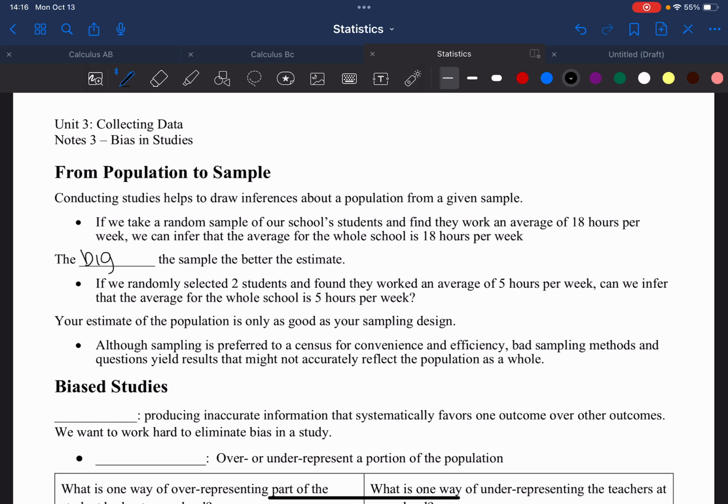The bigger the sample, the better the estimate. So for example, let's say we randomly selected 2 students and found that those 2 students work an average of 5 hours per week. Can we infer that the whole school works a total of 5 hours per week? No, because 2 is too small of a sample. Your estimate of the population is only as good as your sampling design.